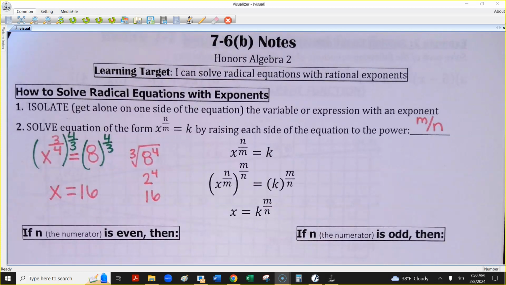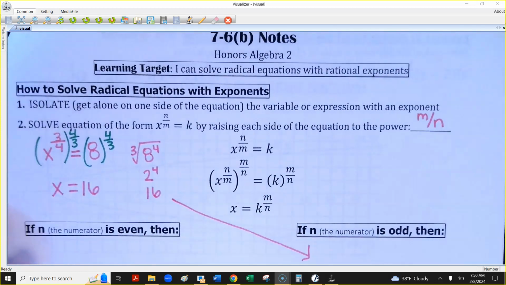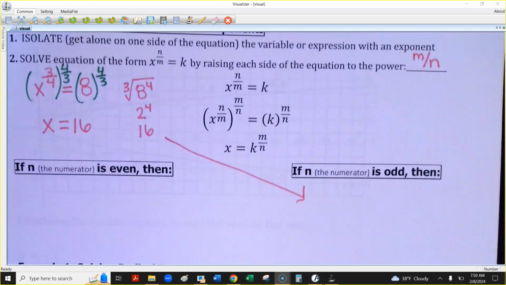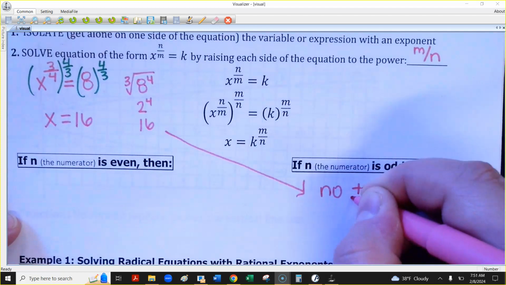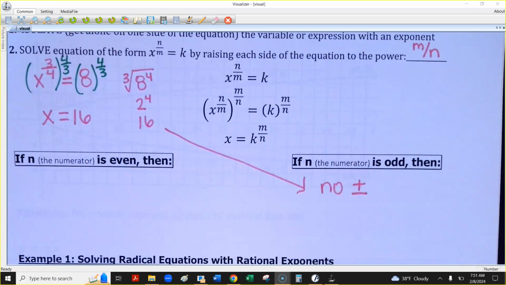Okay, now here's the trick to this question. The little example I just gave you did not have this. If the numerator is odd, so in that problem I just made up, I had a 3/4 power to start out, you don't need a plus and minus symbol. And then I'm going to write you a little example over here.